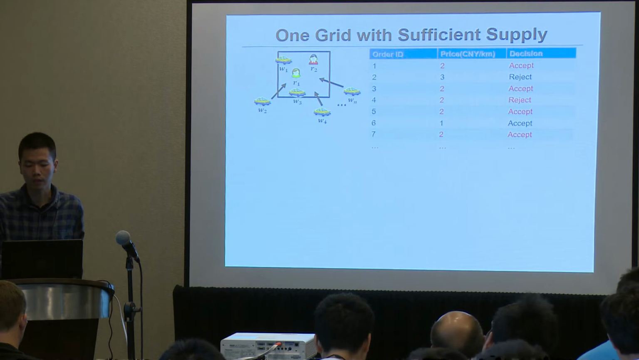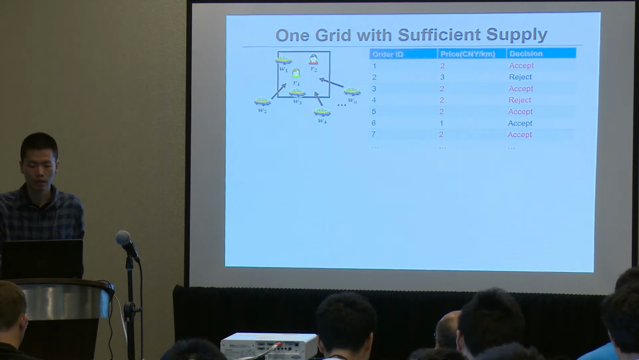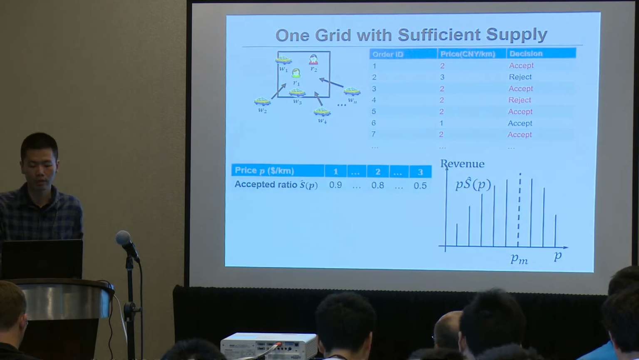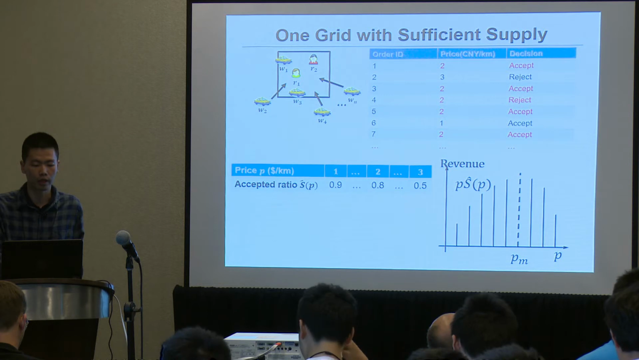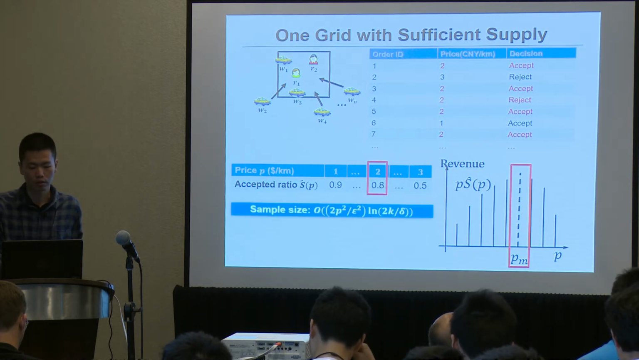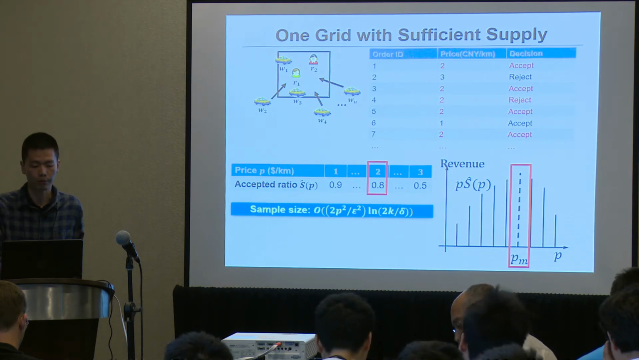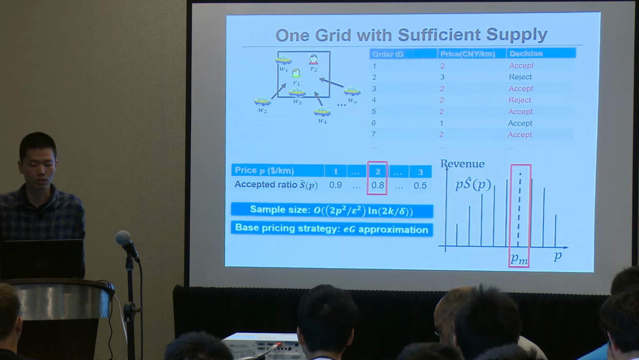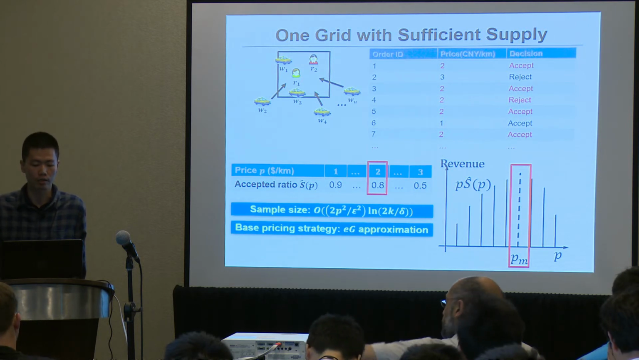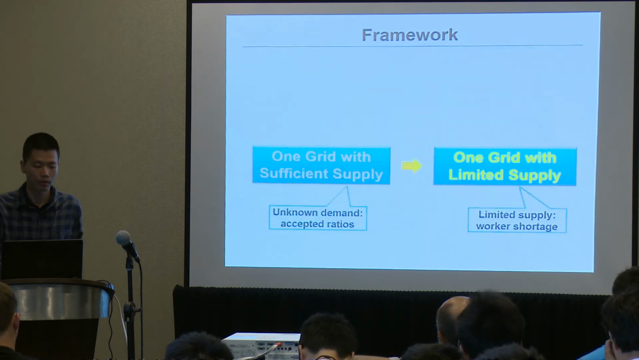Under a certain price p, the number of requesters who accept p follows the binomial distribution. So we can calculate the sample mean from historical records and obtain a table like this. Finally, we choose the maximizer as the base price, and in this case, a price of $2 will be it. The sample size shown here gives an epsilon error. And it's worth noting that always sticking to the base price gives an easy approximation.